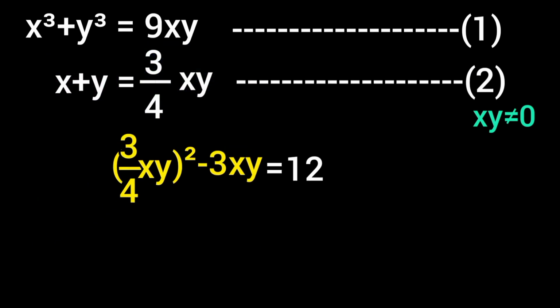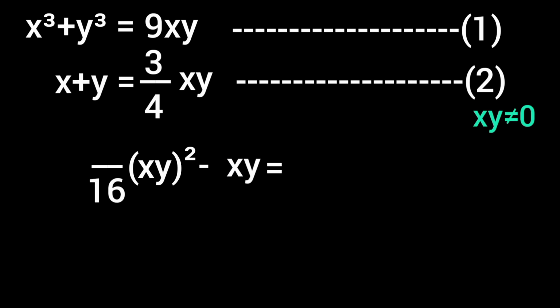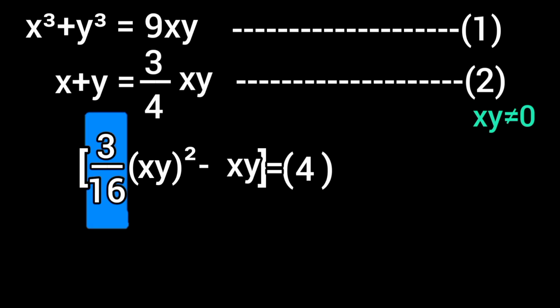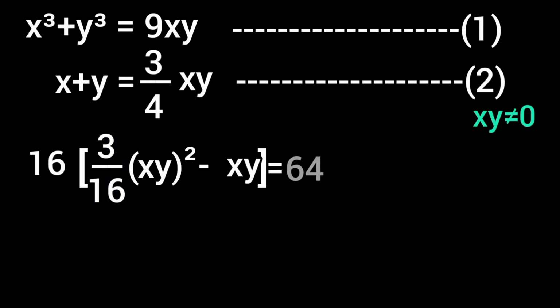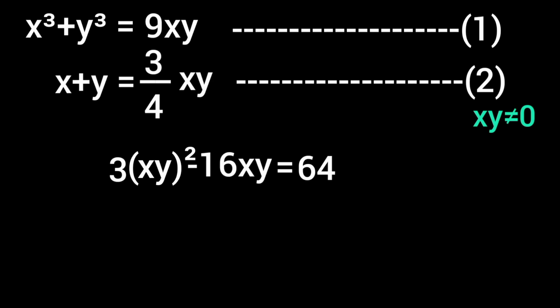I can now distribute the square, and since every single term in this equation is divisible by 3, we'll then have to divide out by 3. And to clear out this fraction, we'll have to multiply both sides of this equation by 16. And we can now bring 64 over the equality sign. You can also think of it as subtracting 64 from both sides of this equation. It doesn't really matter. But at this stage, it should be clear to you that this is a quadratic equation.